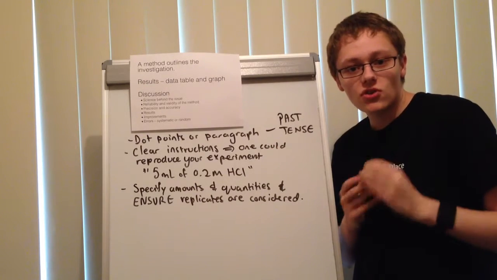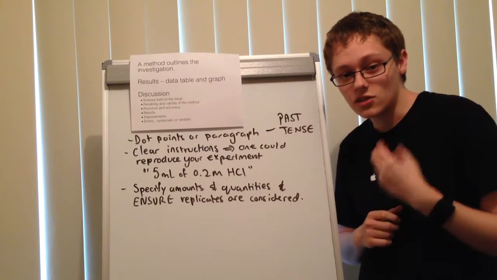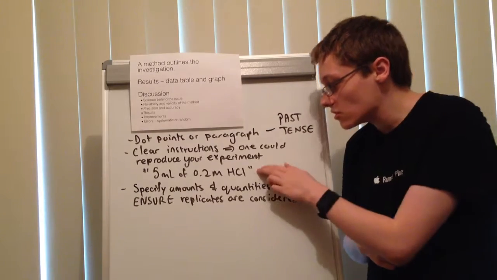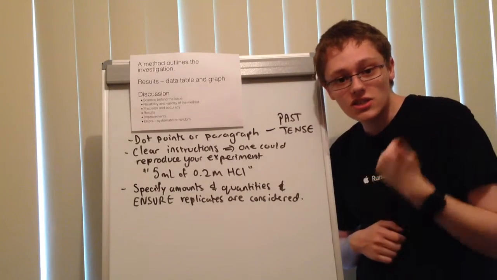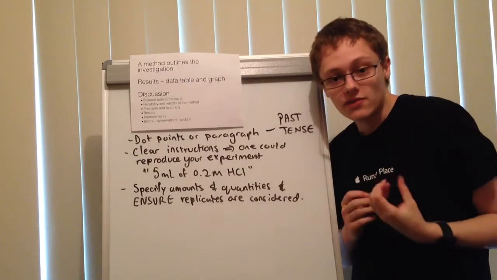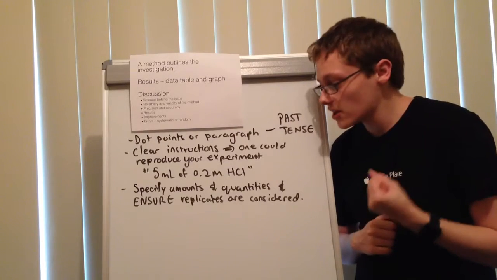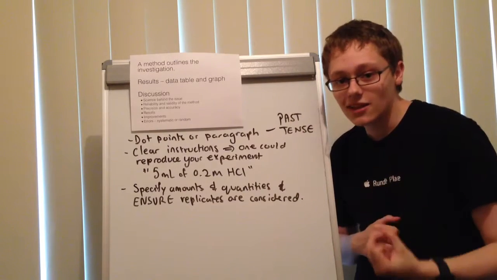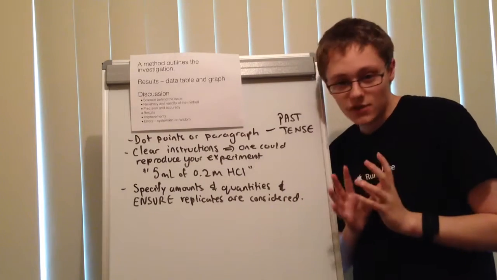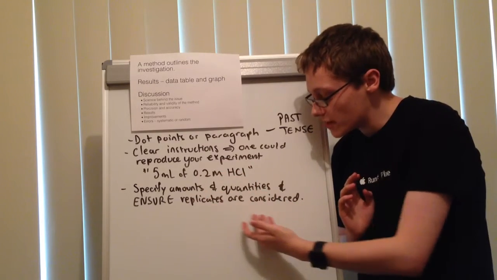These need to be so clear that one could actually reproduce the experiment that you did, without actually being there. So you're going to need to mention quantities, concentrations, everything like that. So for example, you might have to say 5 millilitres of 0.2 molar HCl, just so they're able to understand exactly what you did.